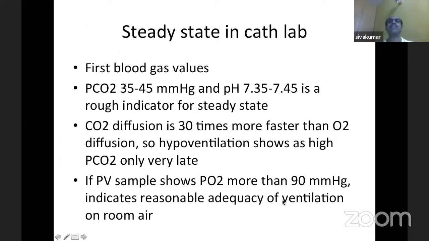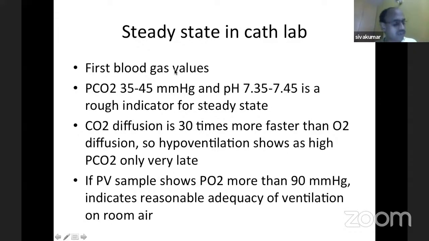So cardiac catheterization still will be needed because all the other conventional methods sometimes may prove to be difficult. So we need to assess what is called, we need to achieve what is called a steady state in the cath lab, which means a very perfect equilibrium of a patient.